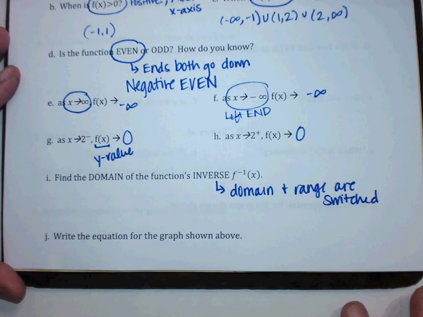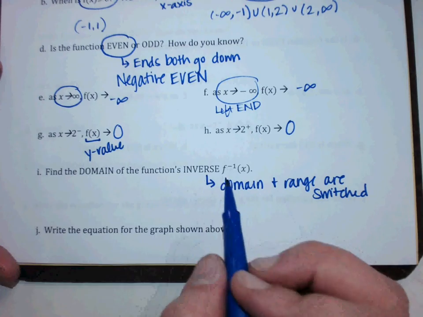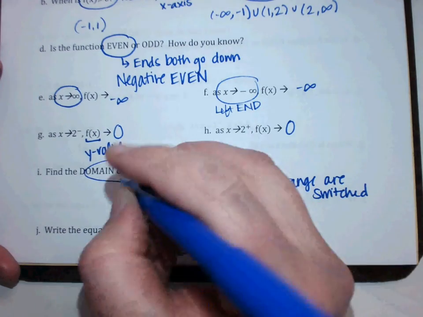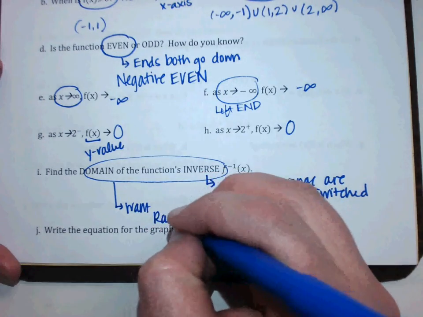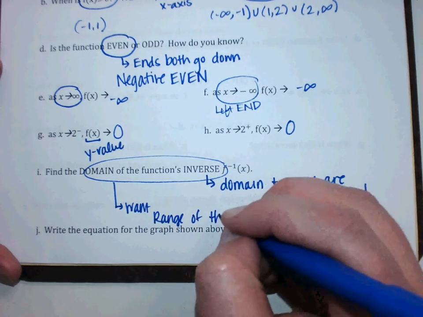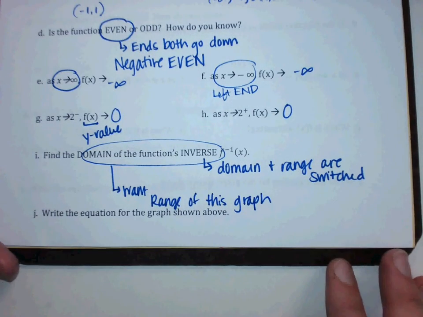So if they want the domain of the inverse, what am I looking for on this graph? Instead of the domain, what am I going to really find? The range of this graph. So the domain of the inverse means that I want the range of this graph. Okay? So let's find it. Remember that range is x or y. Which one?